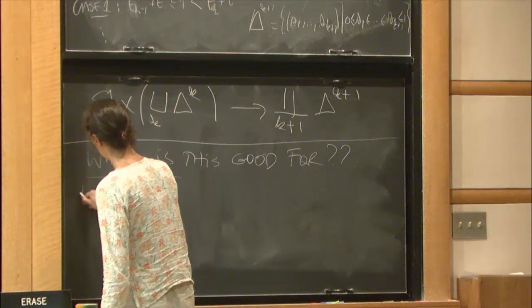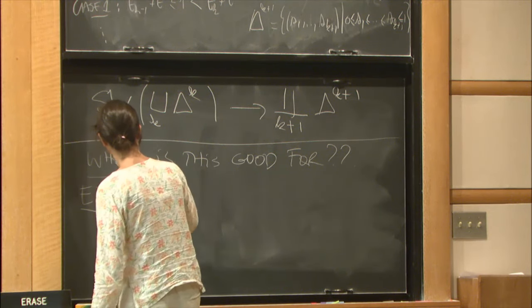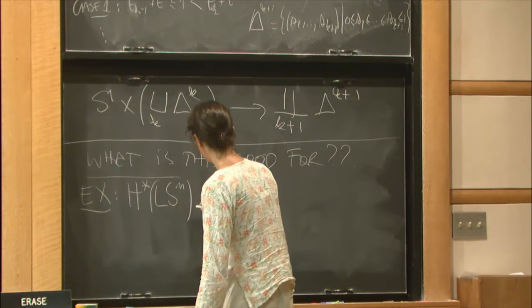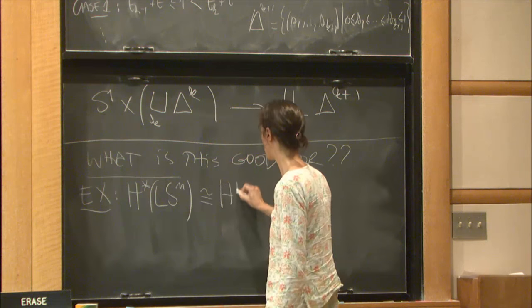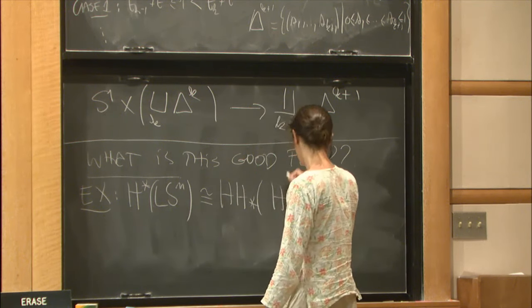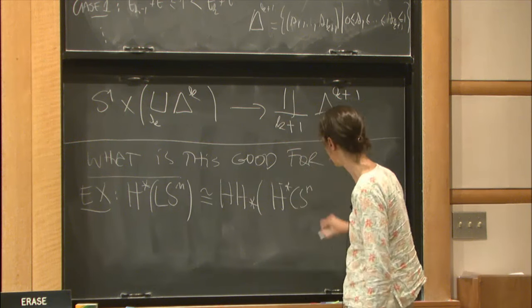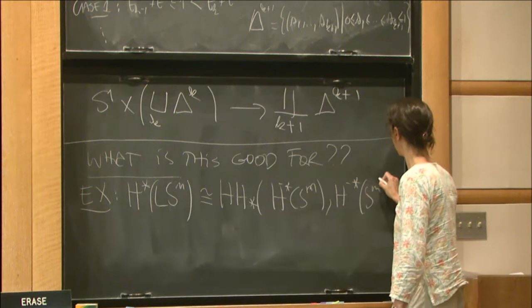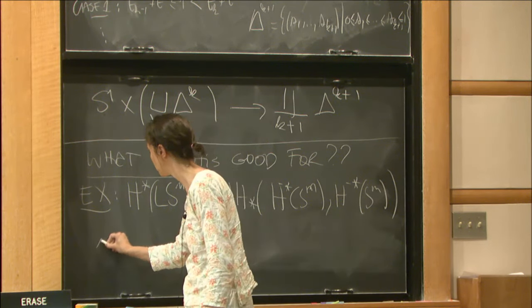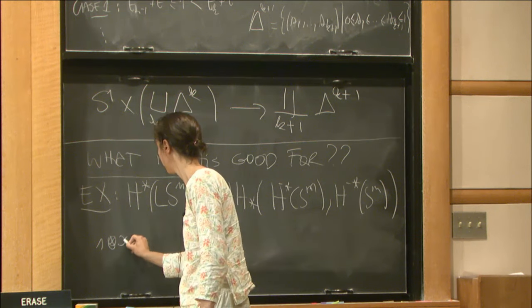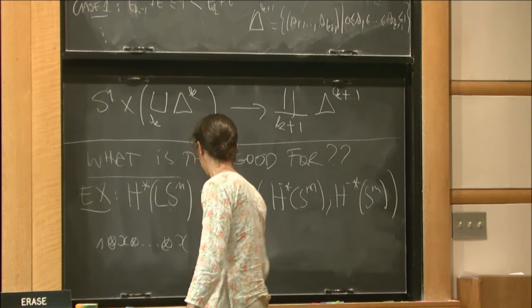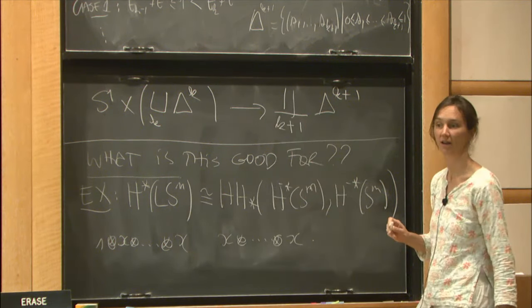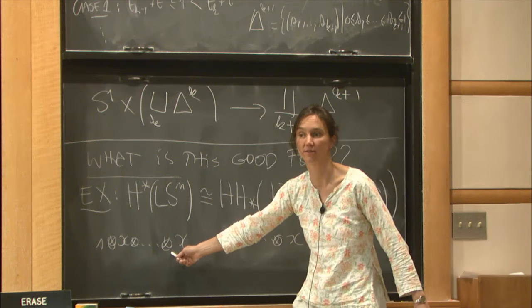For example, remember the cohomology of the loop space on S^m. It was the Hochschild homology of the cochains, the cohomology of the sphere. And for example, there were two types of classes. There were these guys, and then there were these guys. Okay, and what do we know about the circle action on these guys?